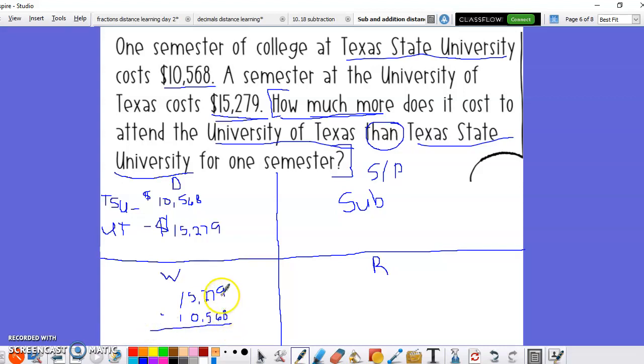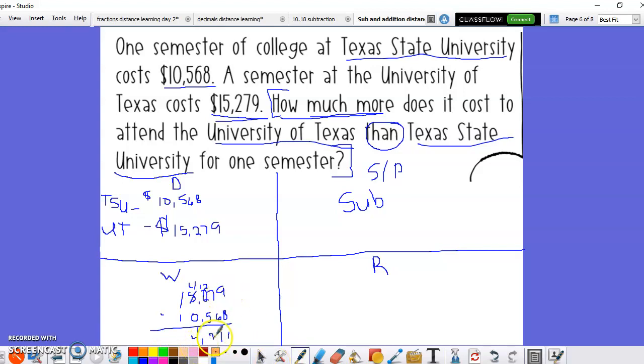I'm going to subtract 9 minus 8. There's more on the top, so that's 1. 7 minus 6 is 1. 2 minus 5, or there's more on the bottom, so I need to regroup. This 5 becomes a 4. This 2 becomes a 12. 12 minus 5 is 7. 4 minus 0 is 4, and 1 minus 1 is 0. So the difference is 4,711.